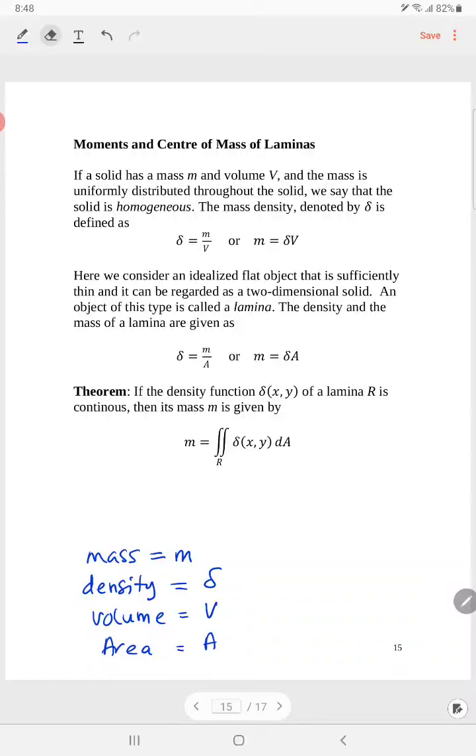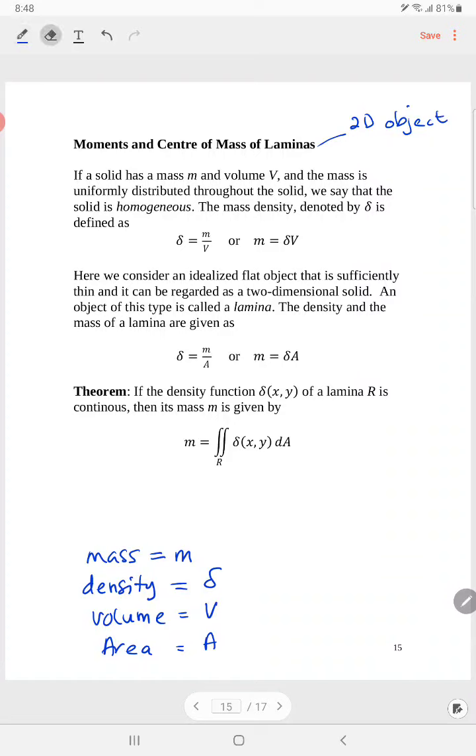Okay, now let's look at lamina. What is a lamina? If we consider an idealized flat object that is sufficiently thin, it can be regarded as a two-dimensional solid, then that type of object is called a lamina. So a lamina is really a two-dimensional object, a 2D object. Because it is so thin, we can regard it as a 2D object.